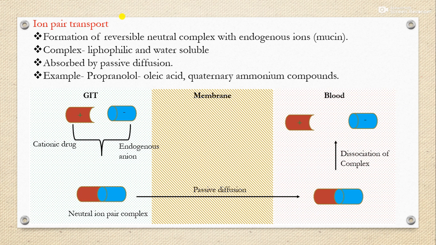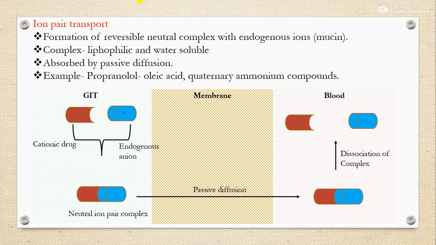Ion pair transport involves formation of a reversible neutral complex with endogenous ions such as mucin. This complex that is formed has both lipophilic and water-soluble characteristics. Such a complex is then absorbed by passive diffusion. Common examples of drugs that are absorbed by ion pair transport include propranolol, oleic acid and quaternary ammonium compounds.